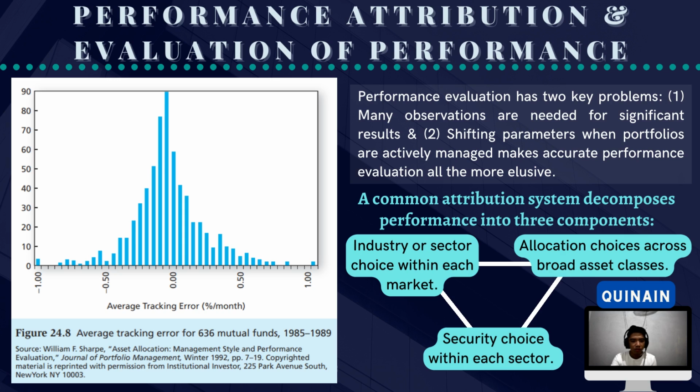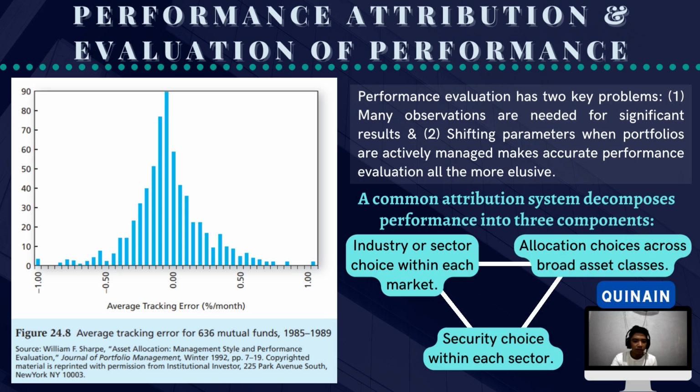Performance evaluation has two very basic problems. Number 1. Many observations are needed for significant results even when portfolio mean and variance is constant. Number 2. Shifting parameters when portfolios are actively managed makes accurate performance evaluation all the more elusive.